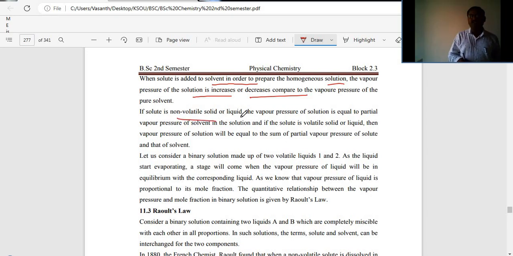If the solute is a non-volatile solid or liquid, the vapor pressure of the solution is equal to the partial pressure of the solvent in solution. If the solute is a volatile solid or liquid, then the vapor pressure of the solution will be equal to the sum of the partial pressures of the solute and the solvent. Mathematically, that is written as P1 is equal to P1 naught into X1.